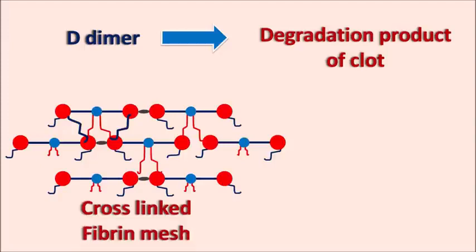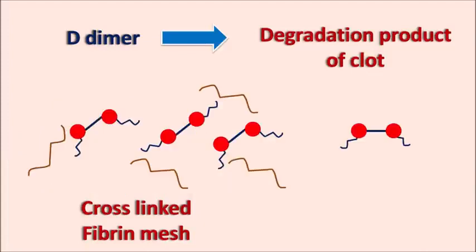What is D-dimer? D-dimer is one of the degradation products coming from the blood clot, and it is a protein that is obtained after dissolution of the clot. Suppose this is the fibrin meshwork, which is cross-linked and can form a blood clot. This fibrin mesh along with the platelets can stop the blood flow. But when this fibrin meshwork is dissolved, it produces two types of components.